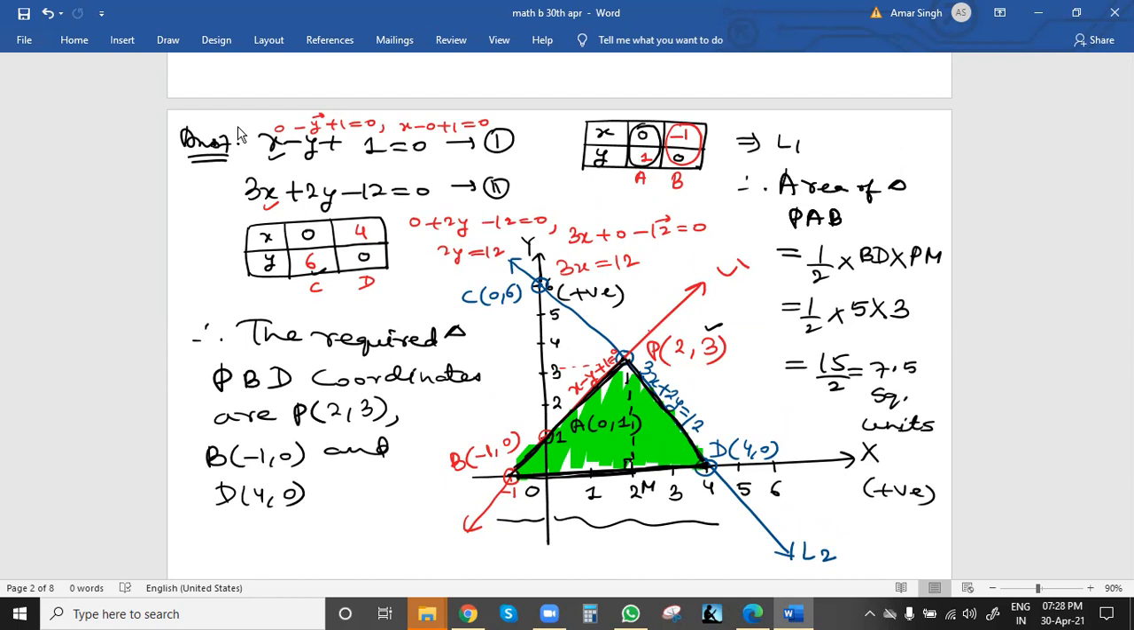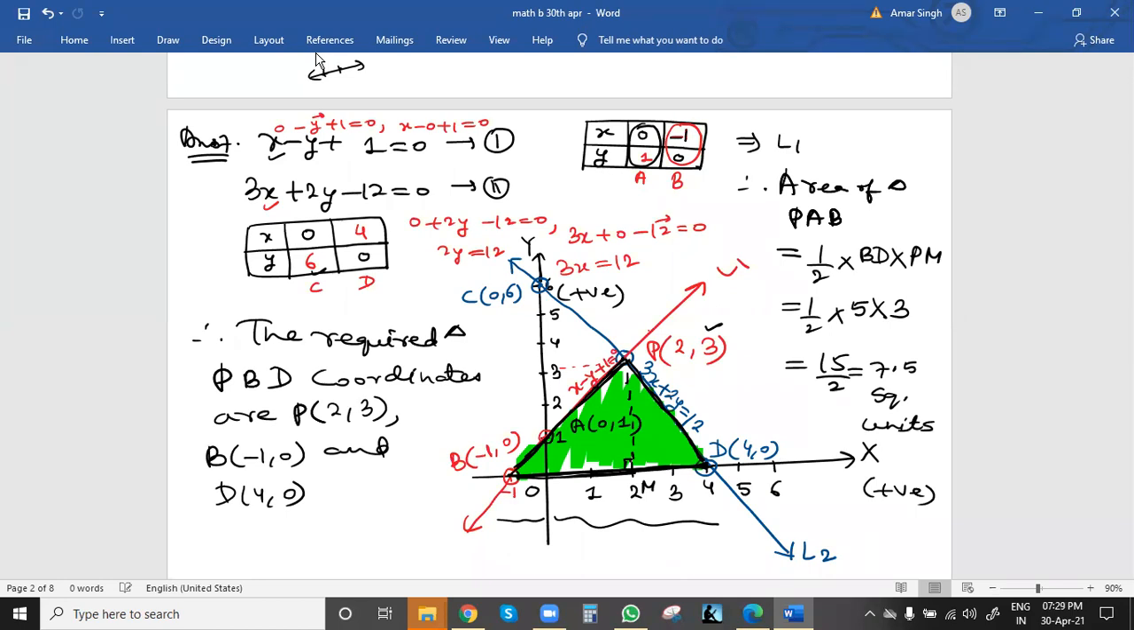This is one point. We want one more point to draw the line, because if we have 2 points, then we can join these 2 points to get one line. In the second point, we can take y as 0. So if we take y 0, x minus 0 plus 1 equal to 0, so x equals minus 1. This is the process of getting the coordinates of 2 points, A and B. We will plot A and B.